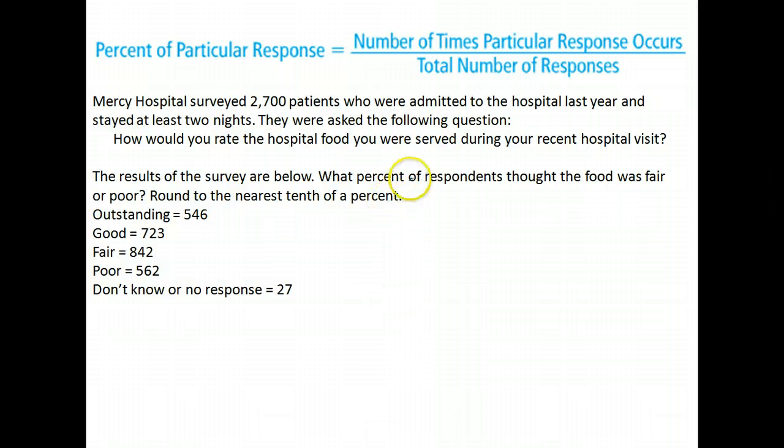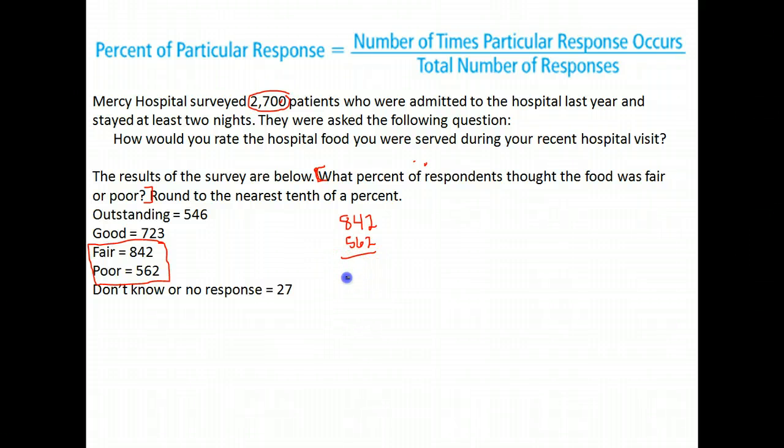All right, here's a second question. Again, we have that same survey, Mercy Hospital. They surveyed 2,700 people and asked them what they thought about the food that was served to them. Here's our new question: what percent of the respondents thought the food was either fair or poor? So now we just want the responses that came up either fair or poor. Again, notice we have two numbers. Let's total those so that we know together how many people thought the food was either fair or poor. So we have 842 plus 562.